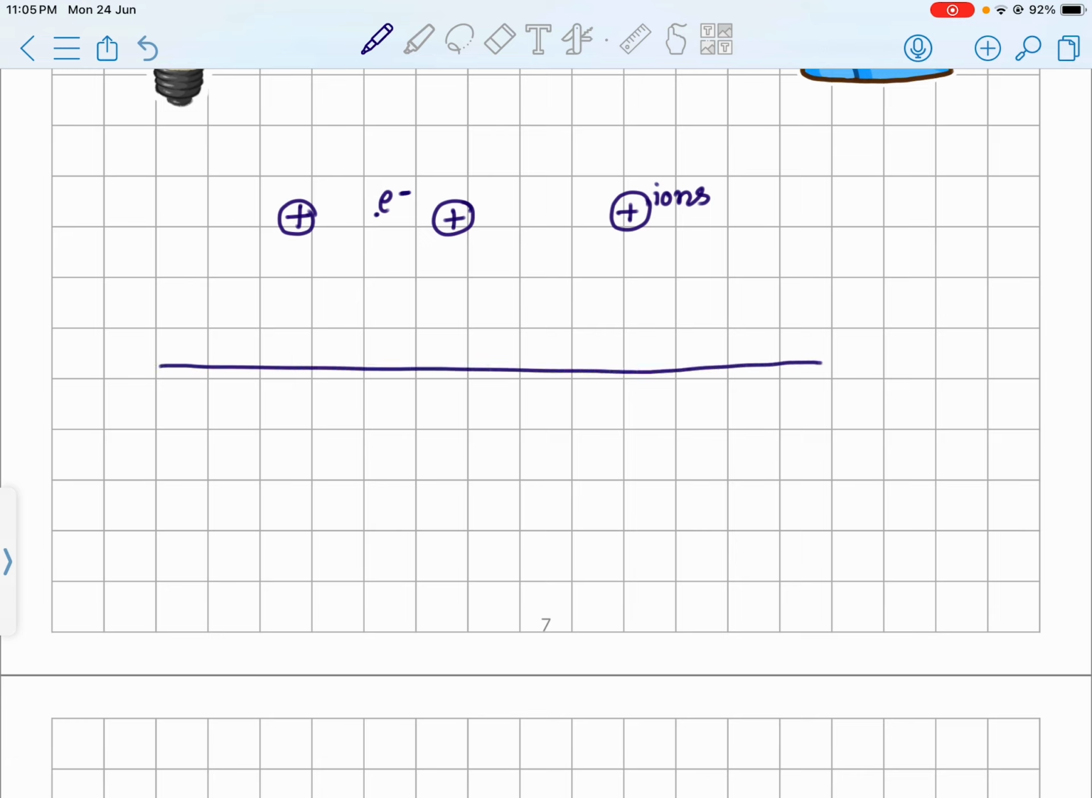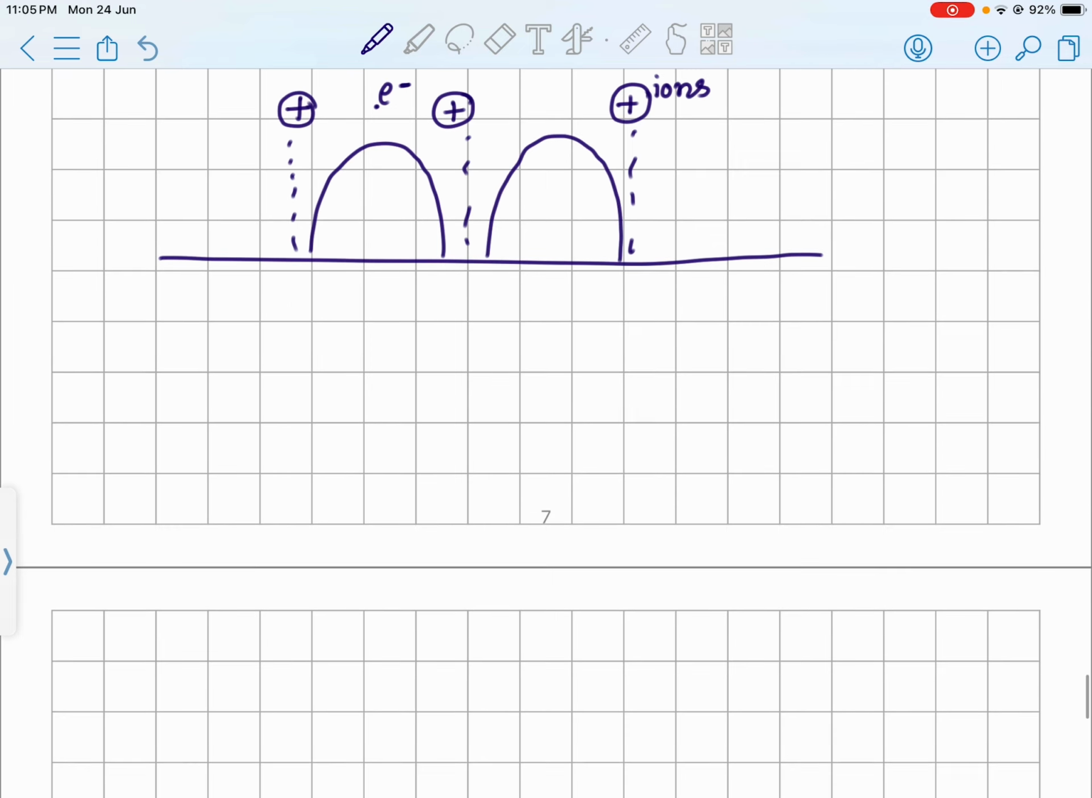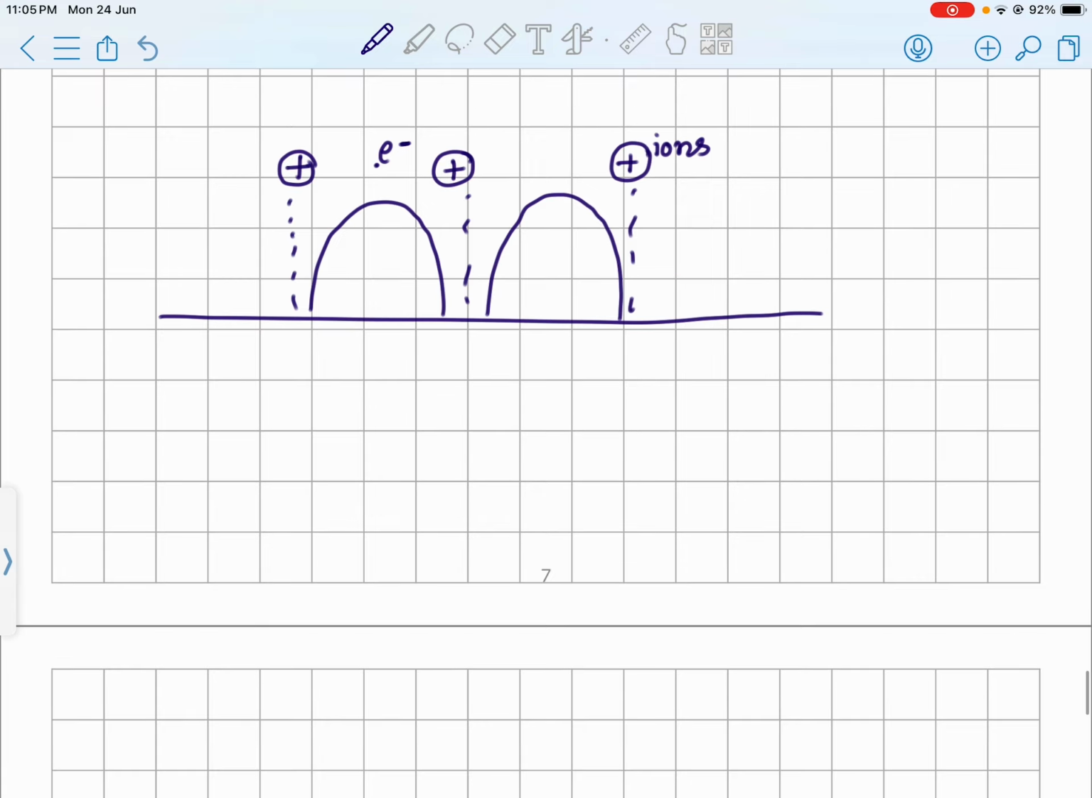how it is varying, we'll see here. It is generally varying like this, and this is periodic. And for this potential there will be a force on the electrons. Okay, so there will be a force on the electrons due to these ions.